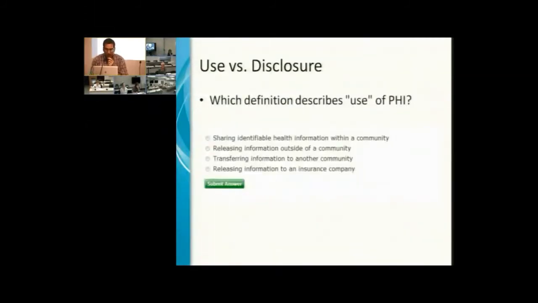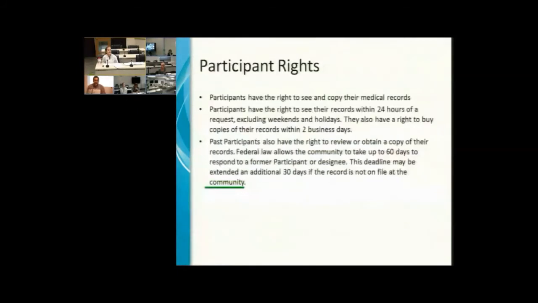So this is a question here, see if I can get an answer. Which definition describes the use of PHI? Sharing identifiable information within. Right, within a community. Yes, sharing it within; all the others are to the outside.